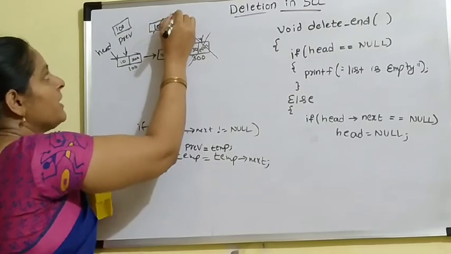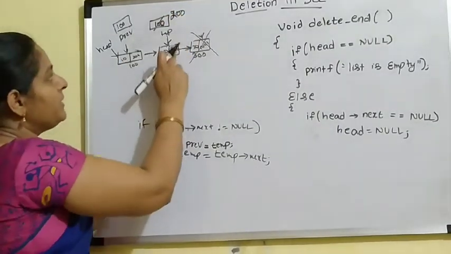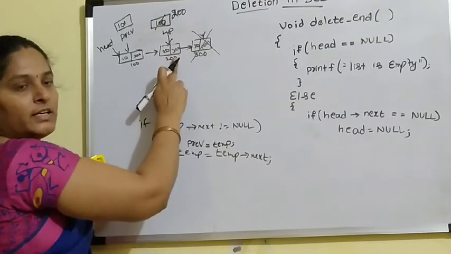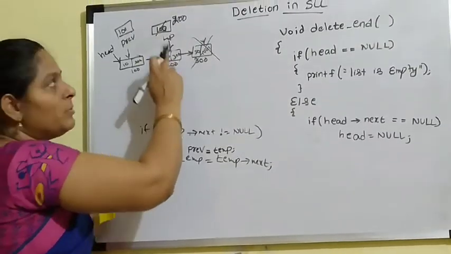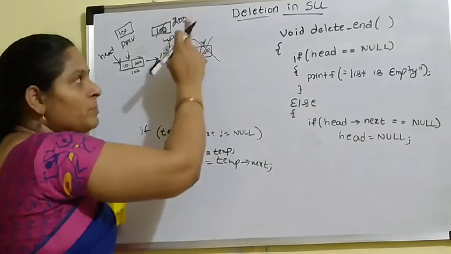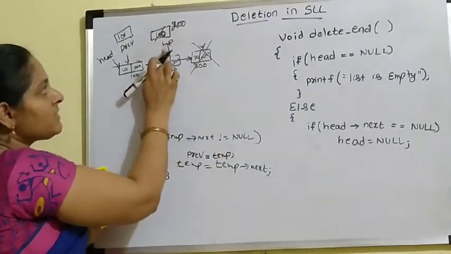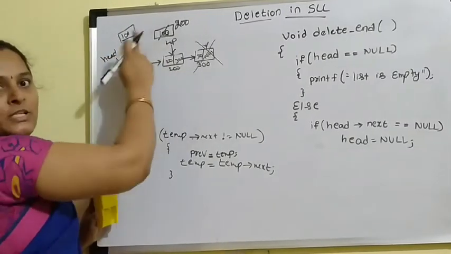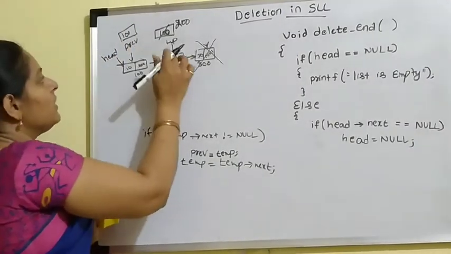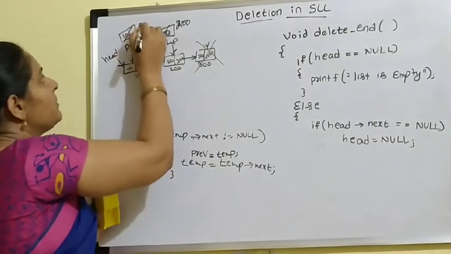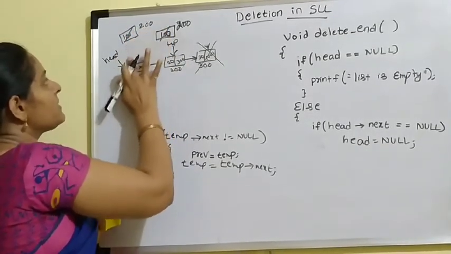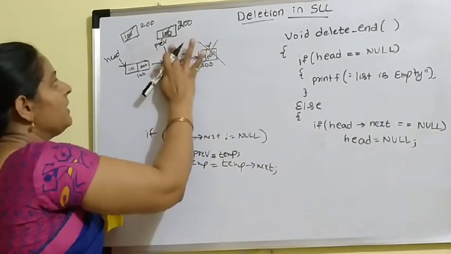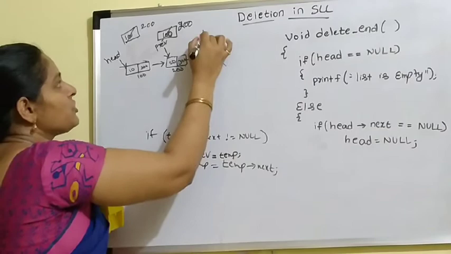It becomes 200. Now temp next, null or not? Temp next is 300. If temp next is not null, move temp to the next position. So before moving, we assign the temp address to previous. Give this temp address to previous. So this 200 will be given to previous. So previous comes to this position and temp moves to the next position.